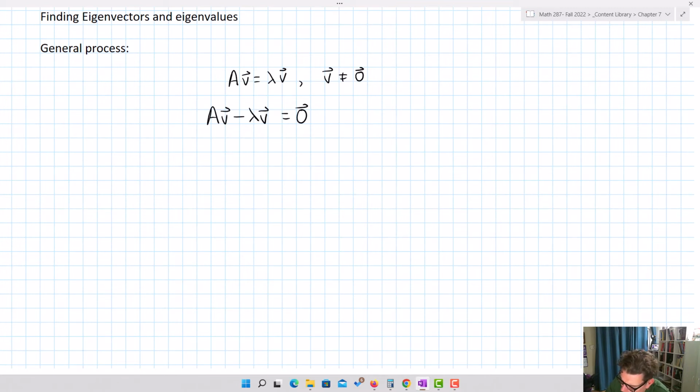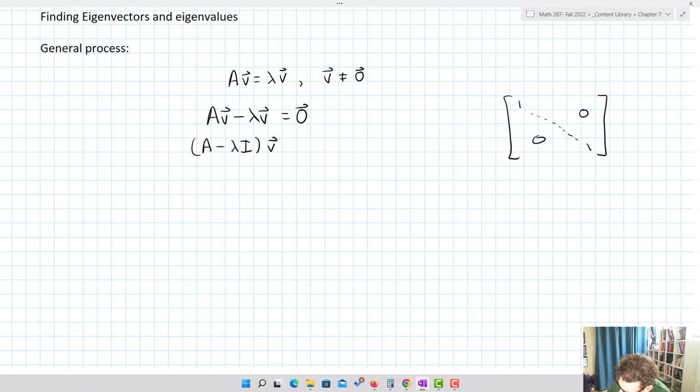And now what I'm going to do is rewrite this as A minus lambda I, and we're going to factor out V. Now, I is our identity matrix, okay? So it's got 1's all the way down the diagonal, and then 0's everywhere else. And we're going to multiply by lambda, so what we get here is a matrix with lambdas down the diagonal and zeros everywhere else.